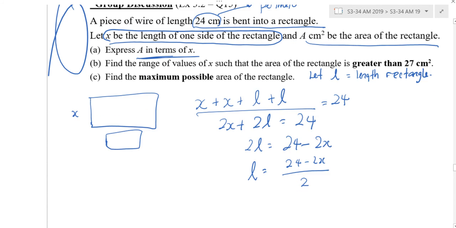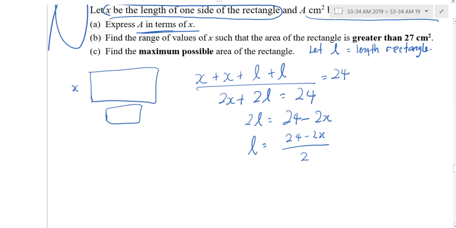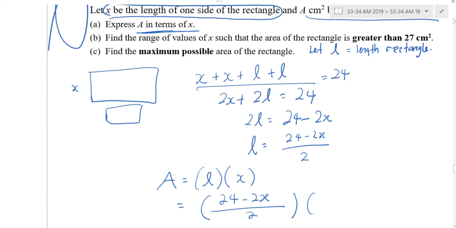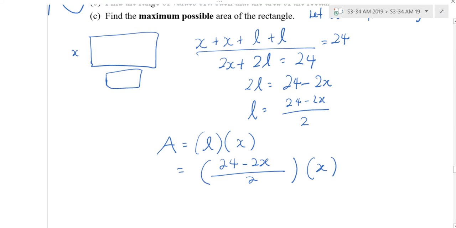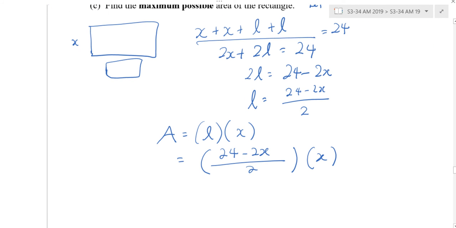Okay. Alright, continue. So I want the area. Area equals length times breadth. So what is my breadth? 24 minus 2x over 2, times x.